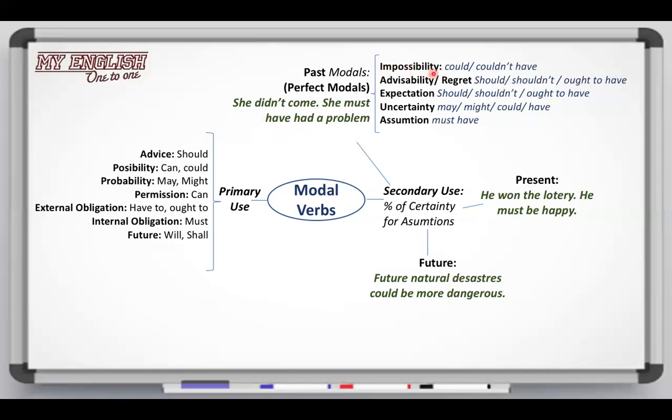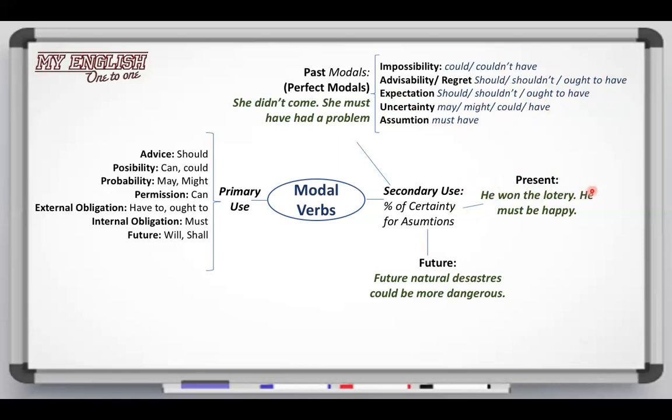So for impossibility, we have could or couldn't have. For advisability or regret, we have should, shouldn't, ought to, have. For expectation, we have should, shouldn't, ought to, and have. For uncertainty, we have may have, might have, or could have. And finally, for assumptions, we have must have. Of course, after these sequences, we have a verb in participle.